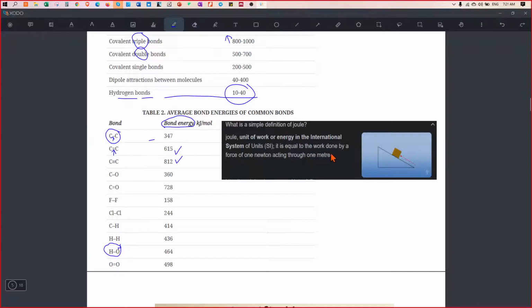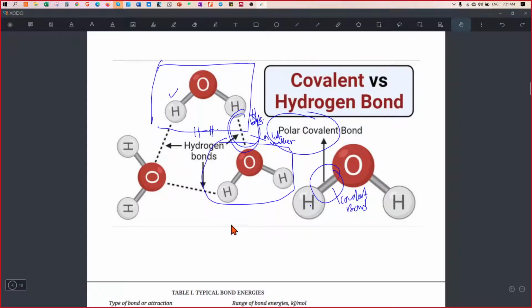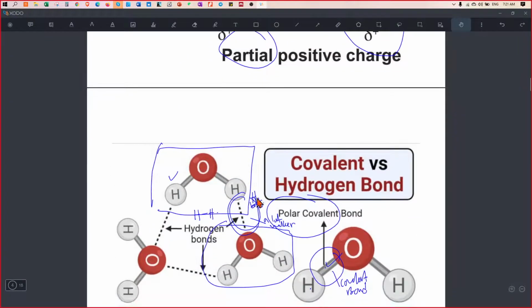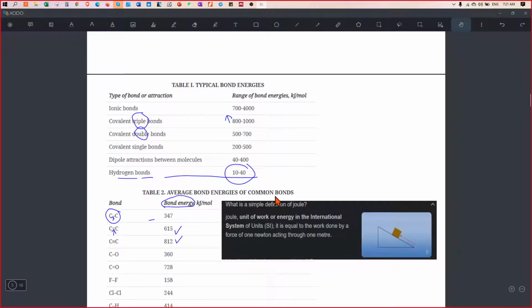Yeah, the covalent bond that you saw earlier here, this one here. What is the bond energy? It's 464. You see, it is a lot higher than this bond here. All right. Okay. And if you are not familiar with the concept of joule, this is the unit of work, of energy, that is needed to make something move.